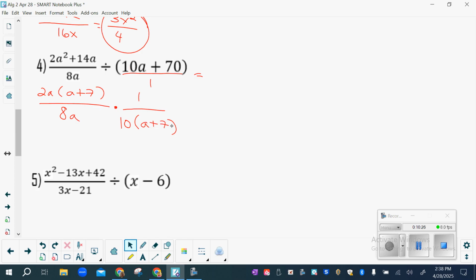So if you're having trouble factoring it, when you find that this is a 10, you're taking 10a and it's like dividing it by 10. And then you're taking the 70 and dividing it by 10. So same group, what can we cancel? a plus 7, anything else? Let's go ahead and simplify it. 2a over 80a.